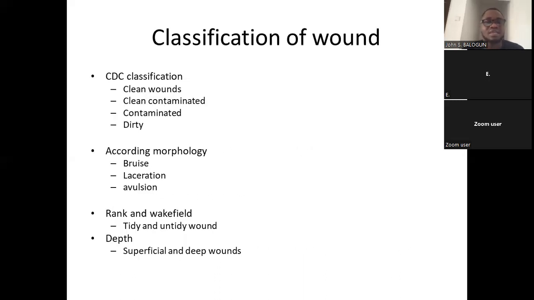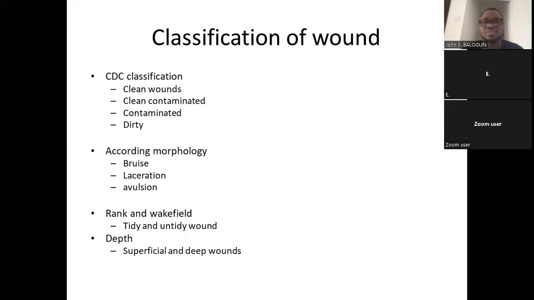Now, how do you classify a wound? There are many classifications, but the one I want you to focus on is just the CDC classification. CDC means Center for Disease Control. It classifies wounds into clean wound, clean contaminated, contaminated, and dirty wound.